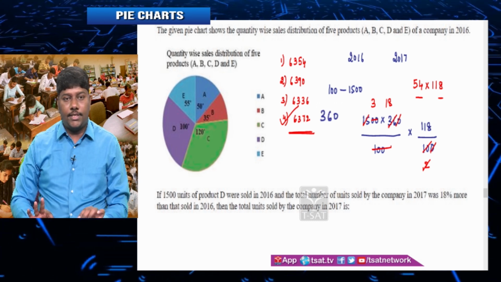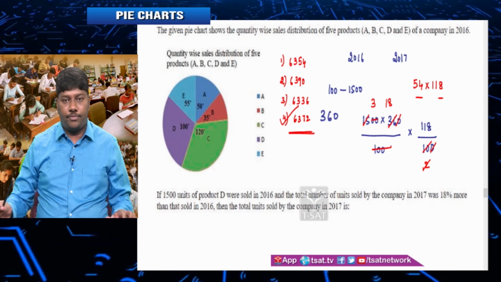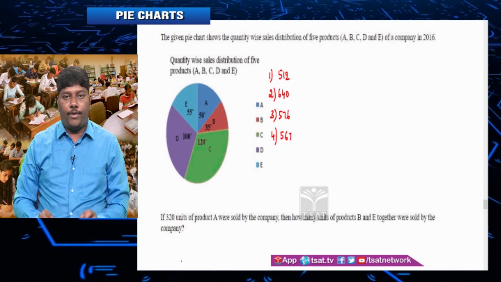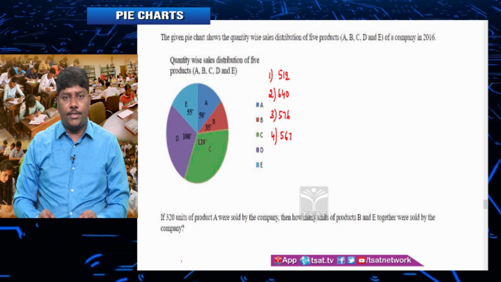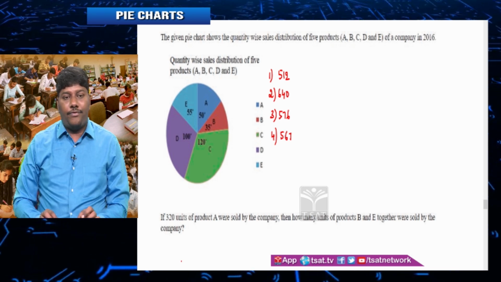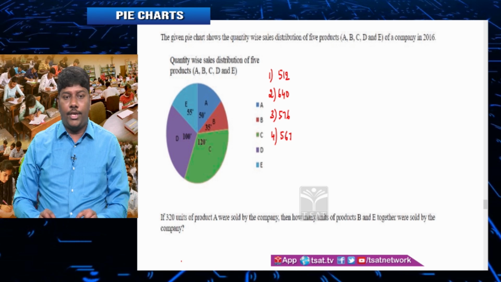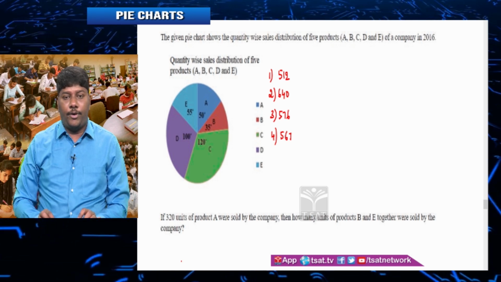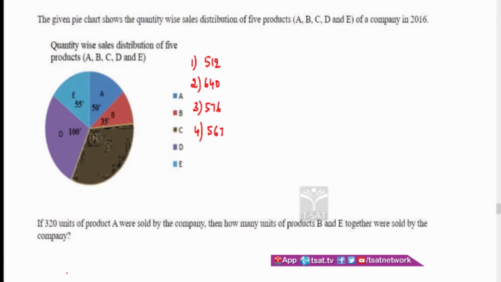So the answer is 6372. The given pie chart shows the quantity wise sales distribution of 5 products. Again it is the same pie chart given. Now he is asking you, if 320 units of product A were sold by the company, then how many units of products B and E together were sold by the company? Product A is 320, product A is actually 50 degrees. If 50 degrees is 320.